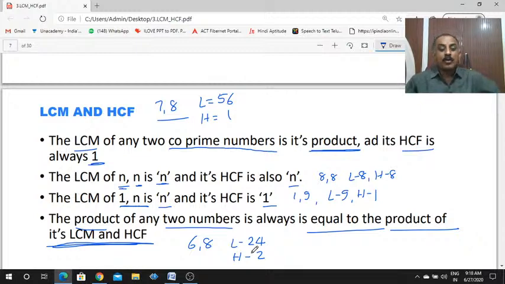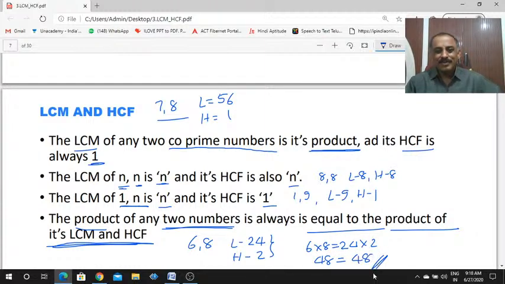Okay, now according to this formula, the product of any two numbers is always equal to the product of its LCM and HCF. So 6 into 8 is 100% equal to 24 into 2. What is 6 into 8? 48. 24 into 2 is 48. Got it? Is it clear?